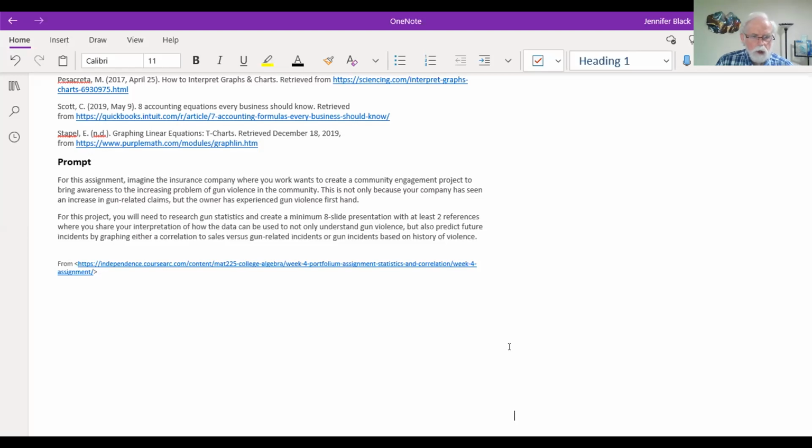Okay, so part of this boils down to, I was looking at that and saying, okay, where's the statistics coming in? So you're getting statistics, information, and then a correlation either of sales versus gun-related incidents, or gun incidents based on a history of violence. I'm assuming the history of violence of the people involved in the gun-related incidents here. So what you're doing is looking and seeing if there is a correlation.